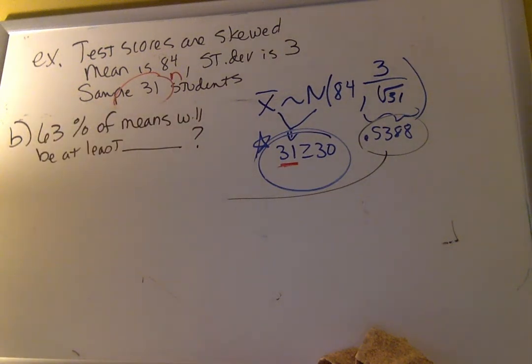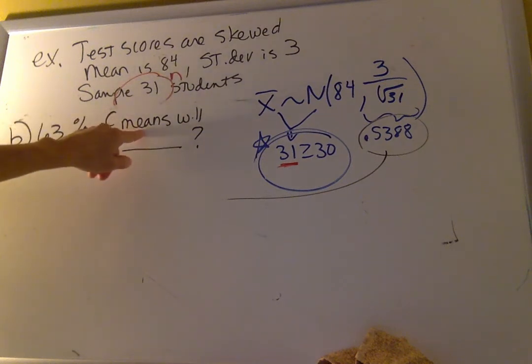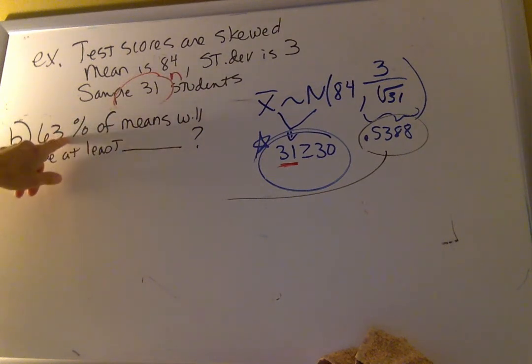All right, so I see this is working backwards, right? They just gave me an area. I know, of course, I'm still doing an X bar problem. They're talking about the means. But when they give me an area, this is going to be A to Z to X bar, right?